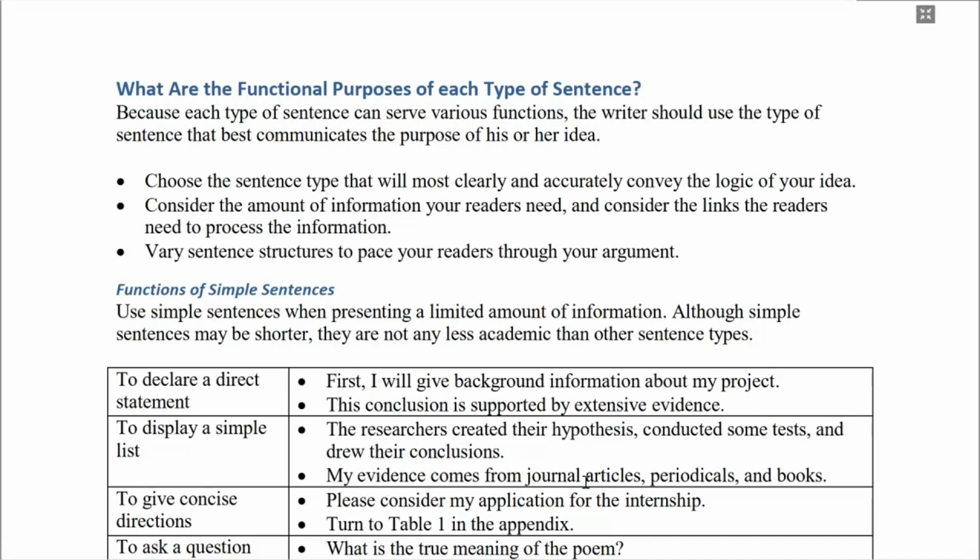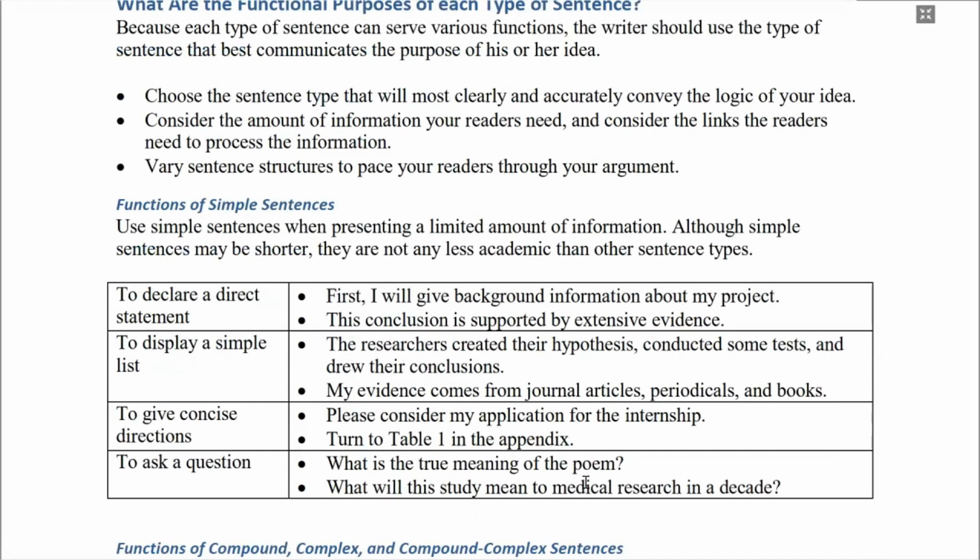What are the functional purposes of each type of sentence? What are the functional purposes? That's what determines what you want to use. That's what determines the kind of sentence that will accurately convey your idea. If you want to pick a simple sentence, that means maybe you want to declare a direct statement. You want to display a list.